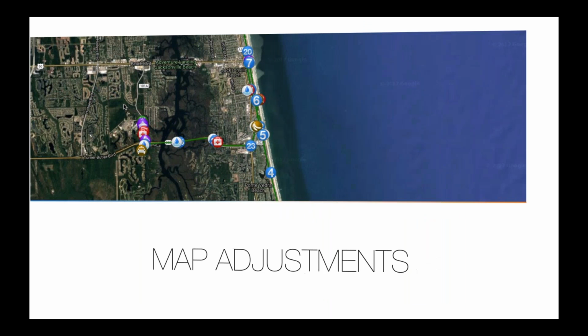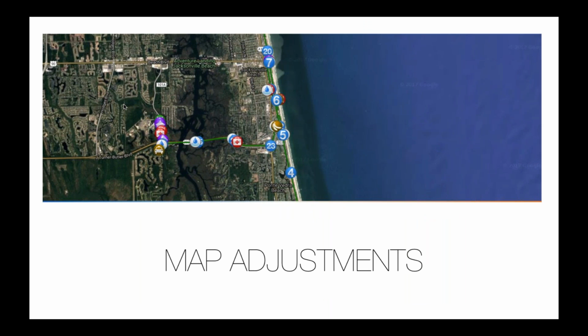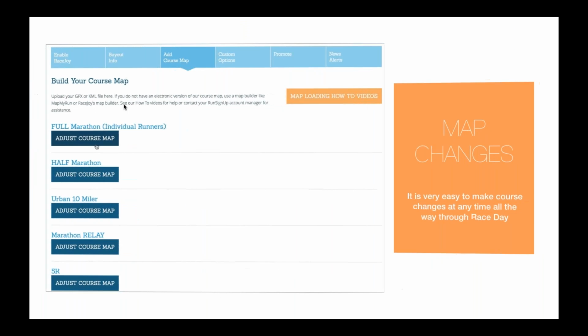Get into that now. So again, the goal is to have the experience that participants are having on the ground mimic the experience that they're having in RaceJoy, or have them match up. So everything lines up: your markings on the course, your clocks, and RaceJoy. So let's cover briefly how to make map adjustments, and it's very simple to do.